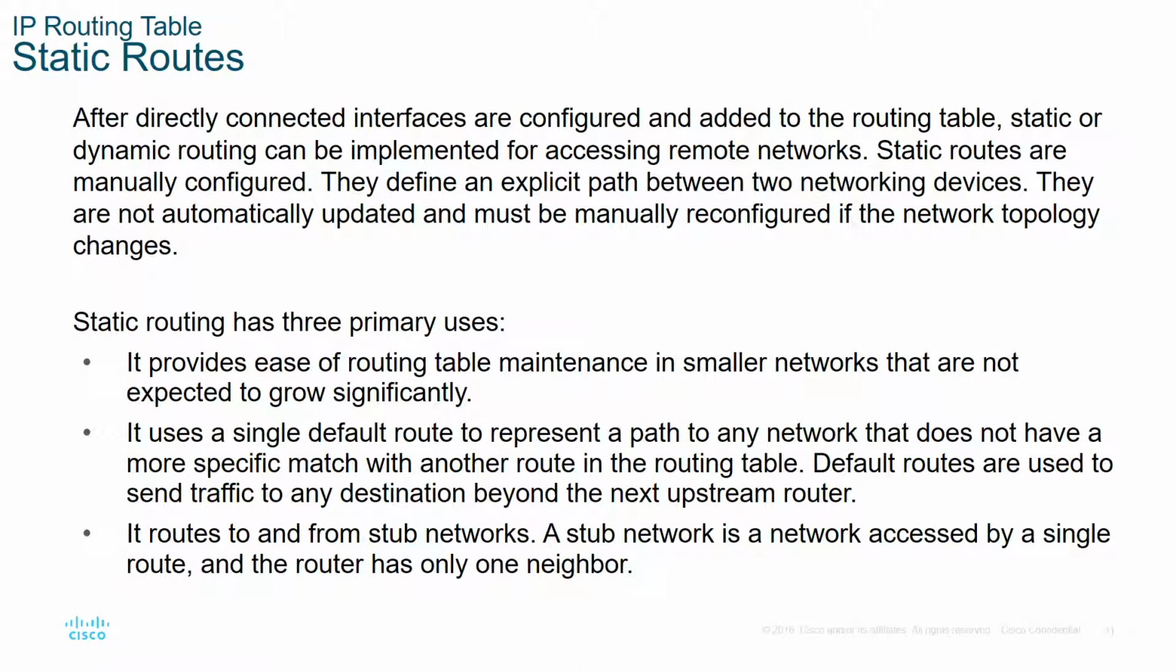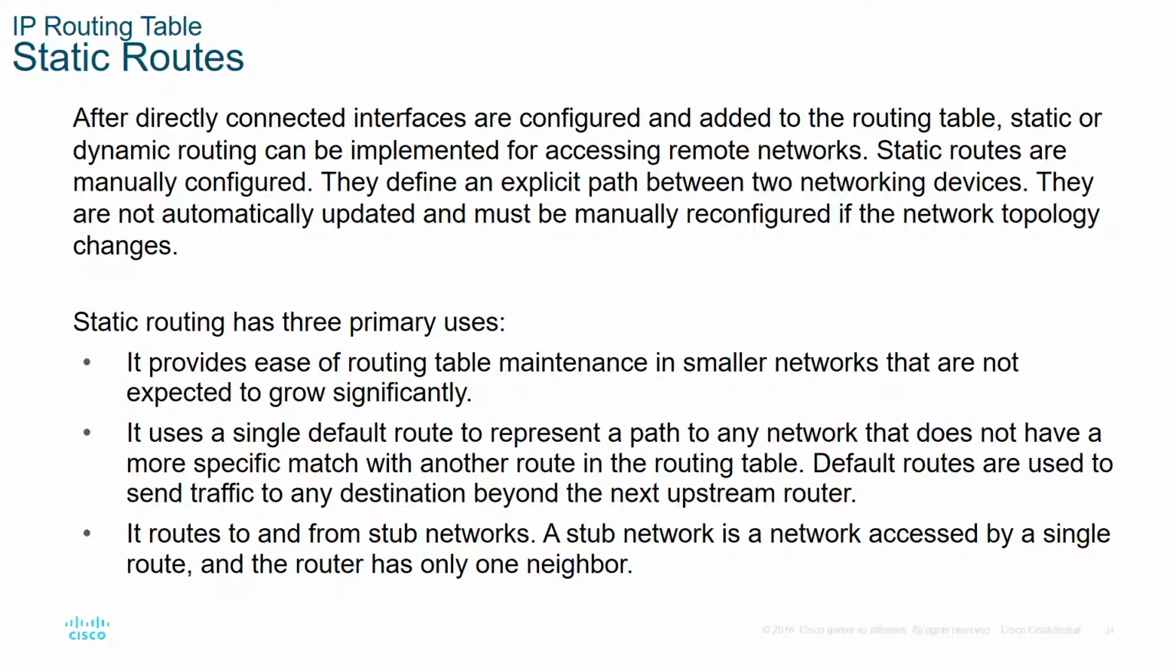Static routes. After directly connected interfaces are configured and added to the routing table, static or dynamic routing can be implemented for accessing remote networks. Static routes are manually configured. They define an explicit path between two networking devices. They are not automatically updated and must be manually reconfigured if the network topology changes.